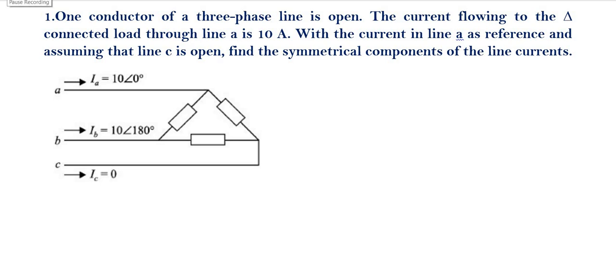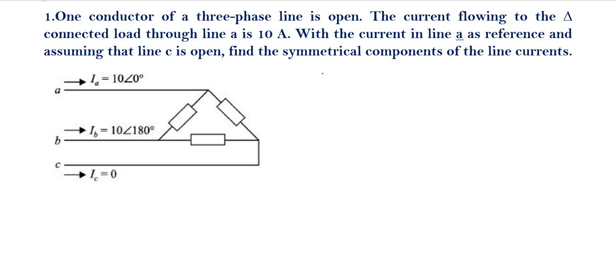In this video, I am going to explain how to find the symmetrical component of line current without using a calculator. Problem: one conductor of a three-phase line is open. The current flowing to the delta connected load through line A is 10 ampere. With the current in line A as reference and assuming that line C is open, find the symmetrical components of the line current.